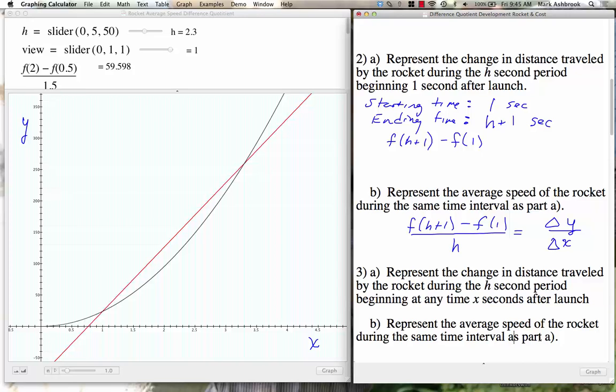Now we're really generalizing it. Starting at any time x seconds after launch and lasting h seconds.